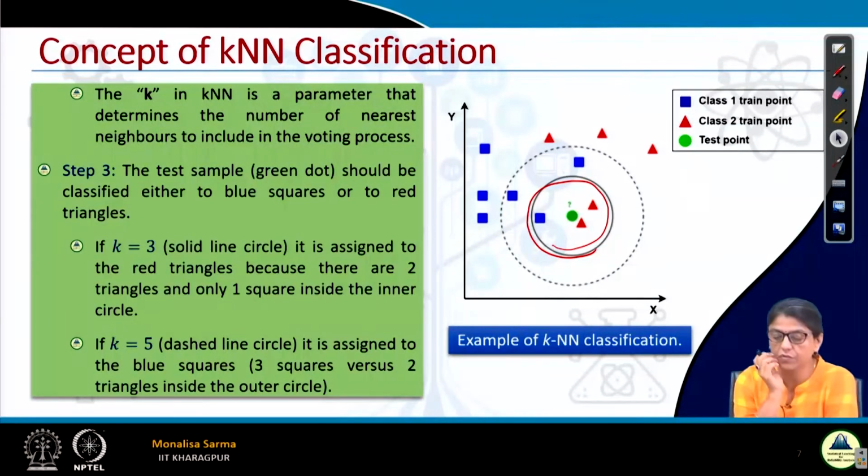Now, if k is equal to 5, if I take the 5 nearest neighbors, the 5 nearest neighbors means this dotted circle you see.